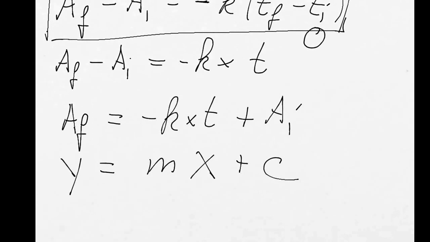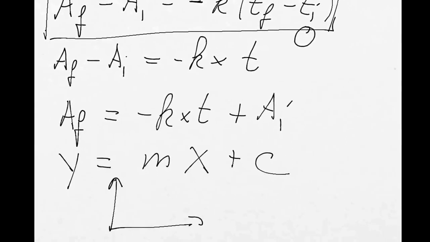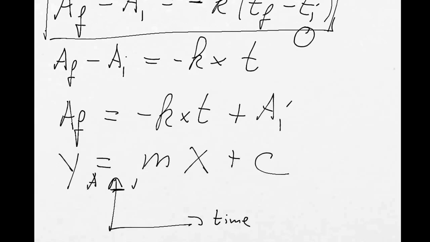So we can do that. What do I plot on the y-axis? That would be my A. On the x-axis, I plot time. Now, the y-intersect would be, that's here, that would be my A initial.